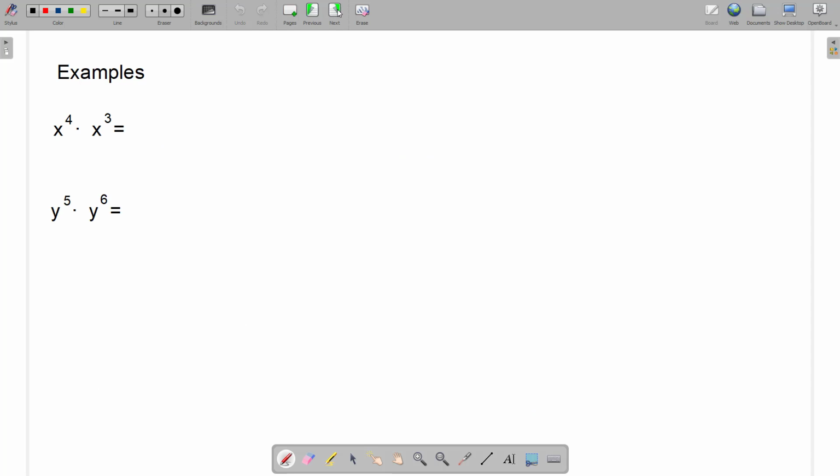Let's look at some examples quick. If we take x to the 4th times x to the 3rd, 4 plus 3, 7. Y to the 5th times y to the 6th, add the exponents, y to the 11th.